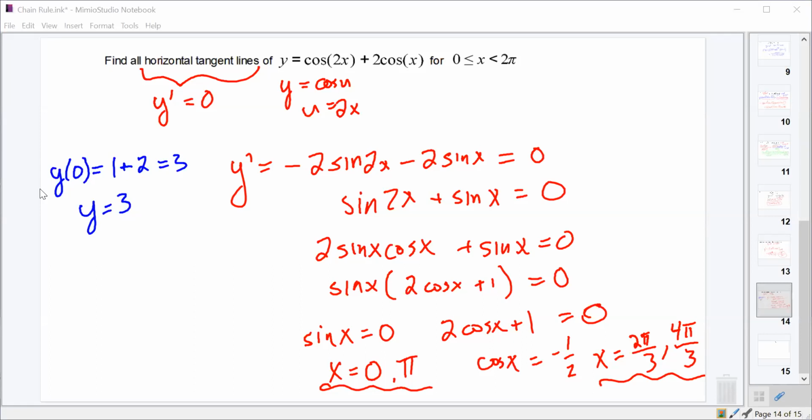What about the next one at pi? y of pi is equal to what? Cosine of 2 pi is still 1. And then the cosine of pi is negative 1. So this is 1 minus 2, or negative 1. y equals negative 1 for the second one.